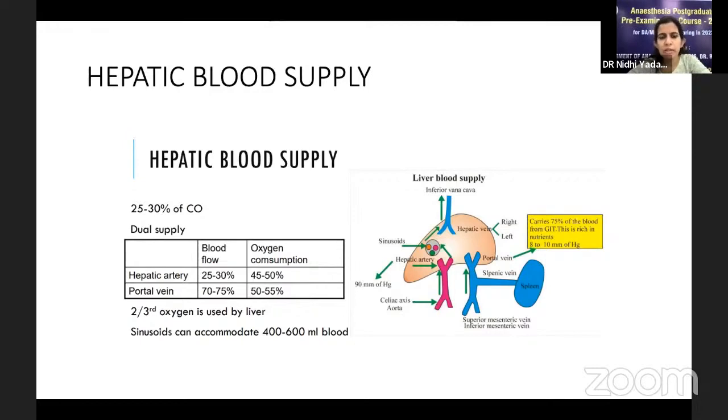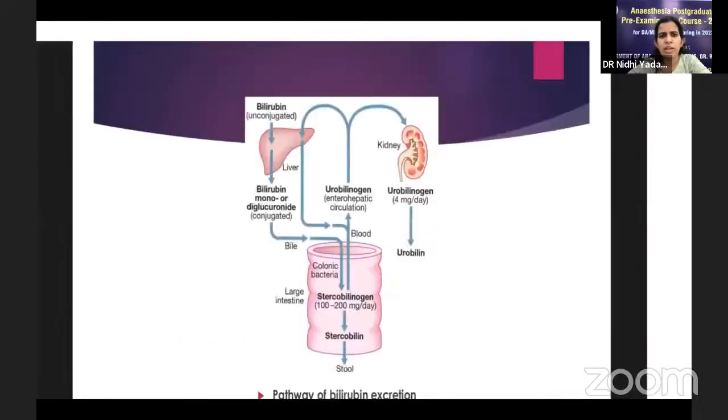As I told you earlier, liver acts as a reservoir of blood, the reservoir being the sinusoids, which can store approximately 400 to 600 ml of blood. Now coming to the metabolism of bilirubin. The senescent erythrocytes, in them, the hemoglobin is broken down into heme and globin. The heme then further converts into biliverdin, and then biliverdin is further converted into bilirubin. This bilirubin is then presented to the liver, where it gets conjugated to form bilirubin monoglucuronide and bilirubin diglucuronide.